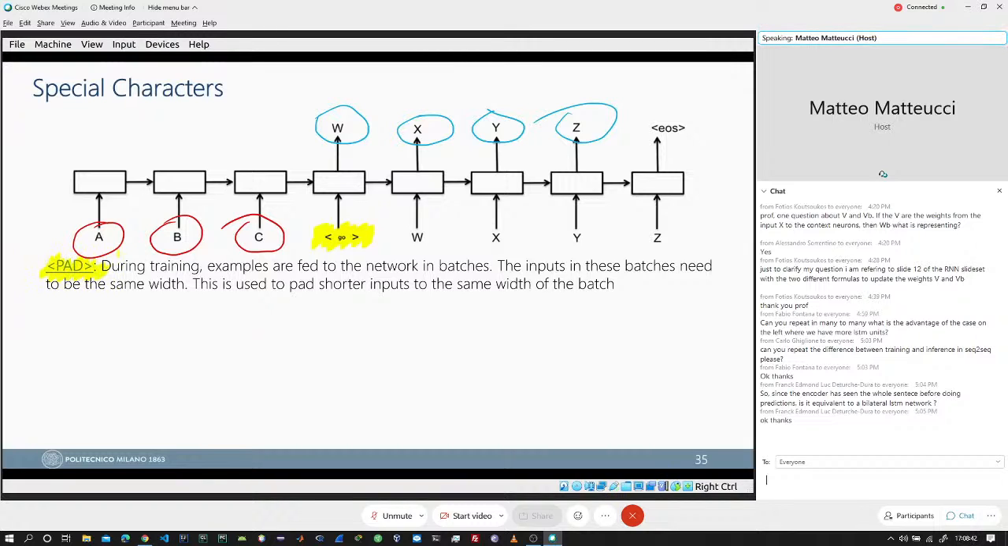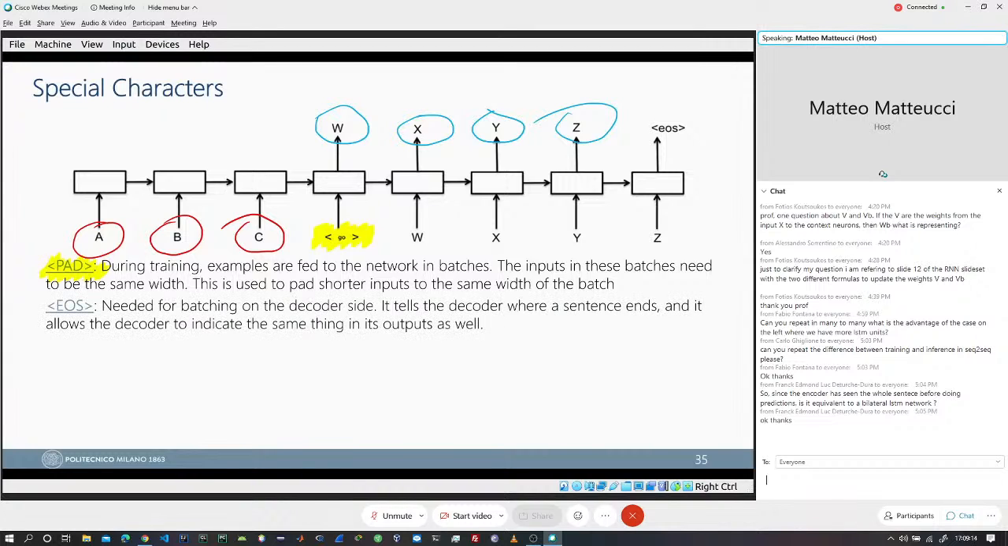The padding is a filling element which we have seen already when talking about convolutions. I mean, it is a set of zeros around the image to make it possible to perform full image convolutions. In this case, the padding is a fictitious element in the sequence, which we use to have all the sequences in the batch have the same length.